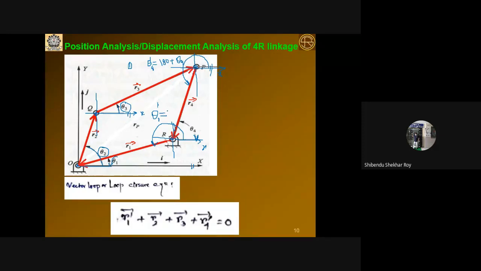Theta p value, theta p equal to 180 plus theta 1. So 180 plus theta 1. Clear?